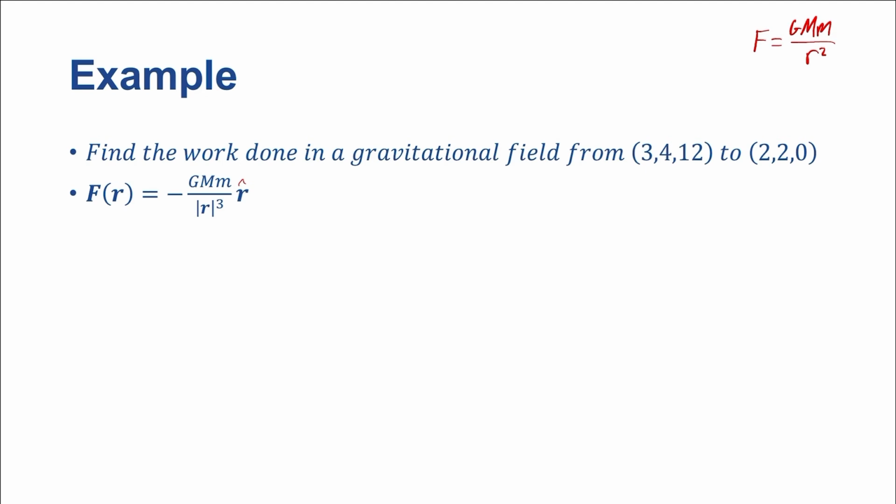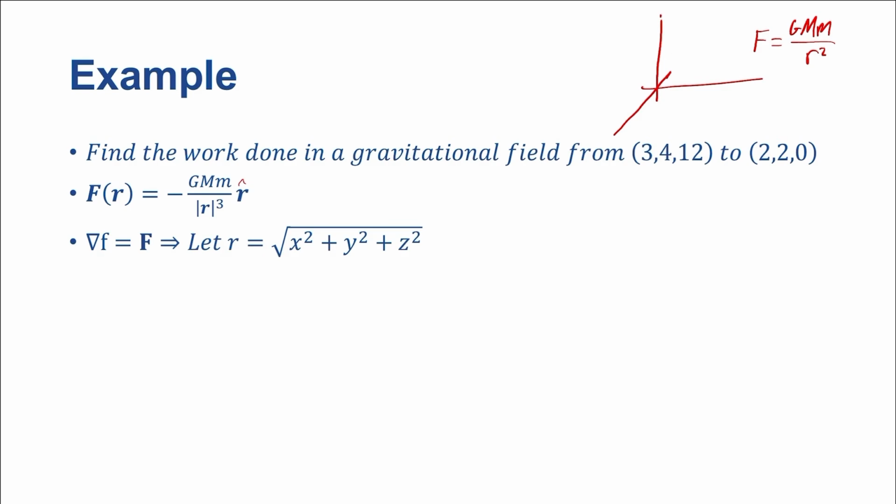So now what we're going to do is we are going to make a substitution. So we are going to say that the gradient of f is equal to F. So we're going to find some little f such that we get big F when we take its gradient. Now we're going to let r equal the square root of x squared plus y squared plus z squared. We're in three-dimensional space, and we can use Cartesian systems. That's what they have here, so we need to transform it into Cartesian systems.